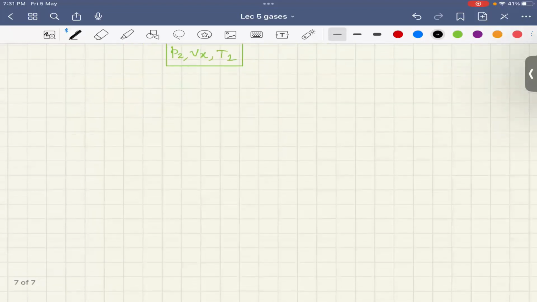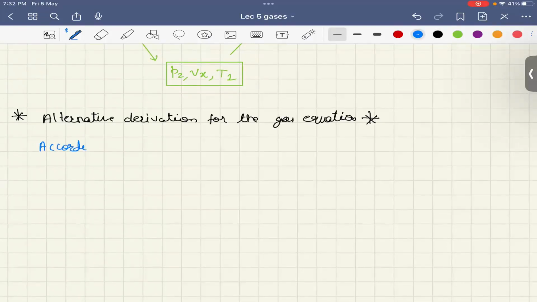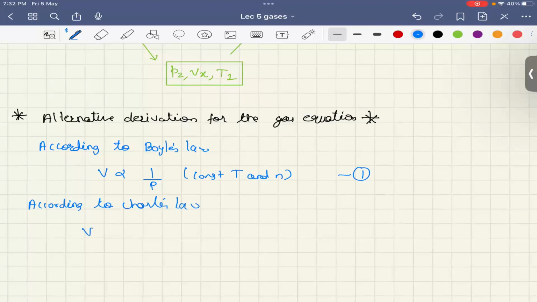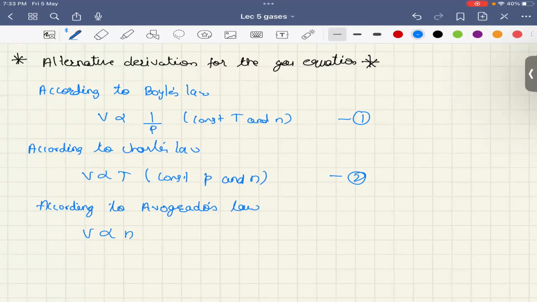So let us understand the alternative derivation for the gas equation. According to Boyle's law, volume is inversely proportional to pressure at constant T and N. Let us call this expression 1. According to Charles' law, volume is directly proportional to temperature at constant P and N. According to Avogadro's law, volume is directly proportional to N at constant P and T, right?